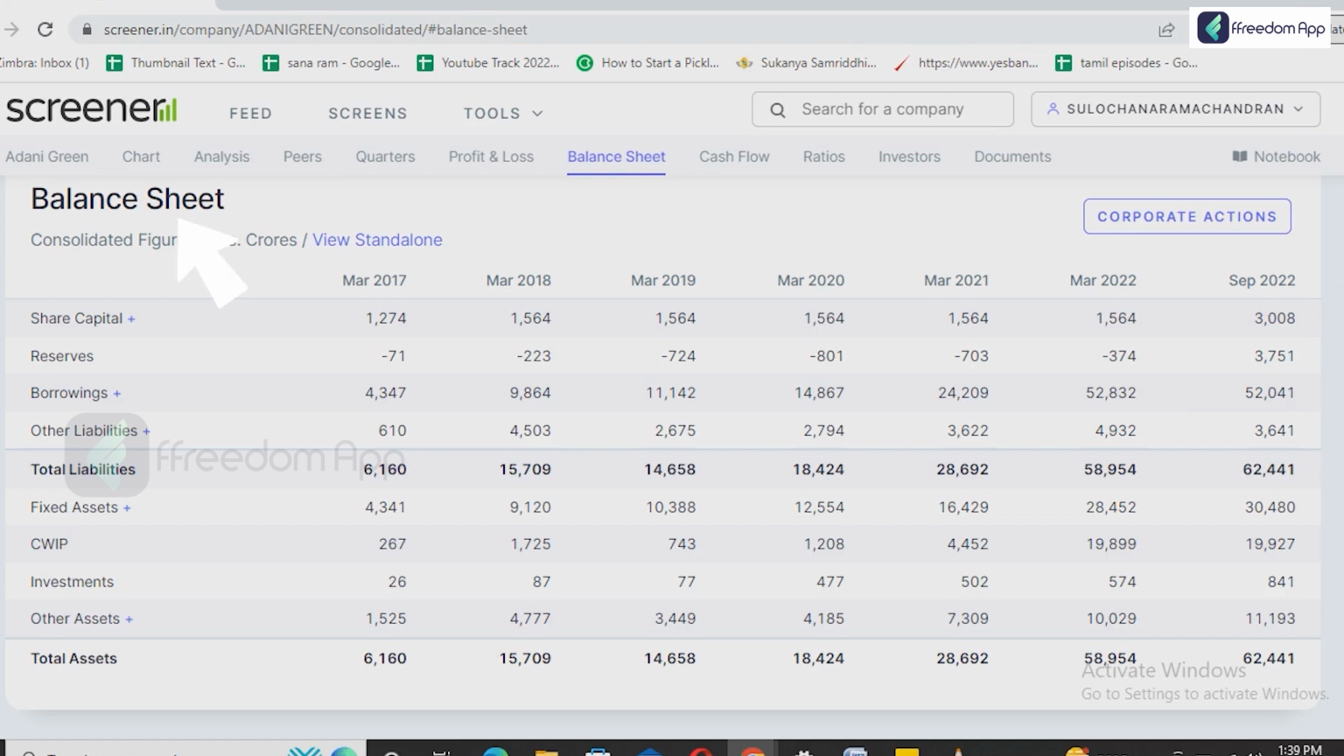Now let us understand where Adani Green's reserves stand. When we open the balance sheet, we can clearly see that the reserves of Adani have been in minus ever since March 2017 to March 2022. And in September 2022, they have added 3,751 crore to the reserves. So basically, we have compared two companies here. And as I mentioned earlier, they are not competitors. I have just taken it as an example.